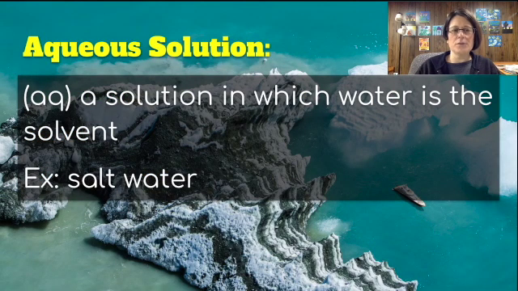There are also aqueous solutions, and I have AQ in parentheses because that is the abbreviation for an aqueous solution. This is a solution in which water is the solvent. So an example would be salt water, and I have in the background a picture of the ocean to remind you of that. Water also tends to be called the universal solvent because it dissolves so many things, okay? There are a lot of aqueous solutions out there. Remember, water is also polar, so it's going to dissolve other substances, molecules that are polar.